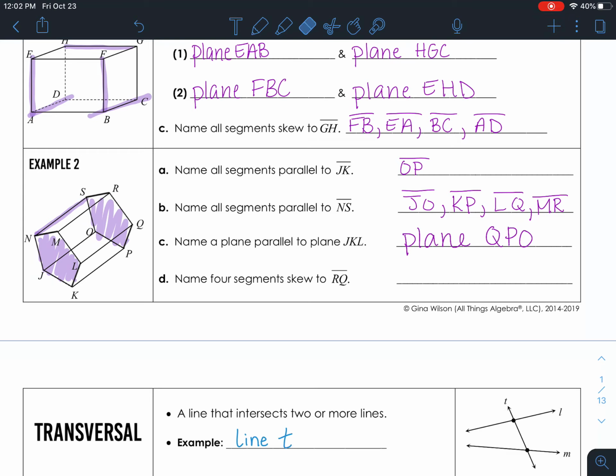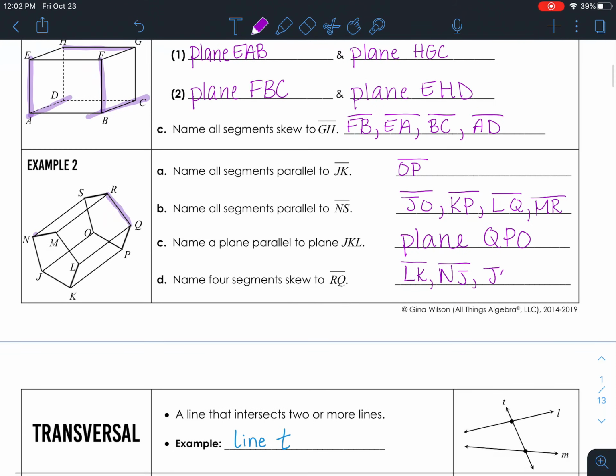Next, they want us to name 4 segments skew to RQ. RQ is right here. So we need things that are non-coplanar and will never touch. So we can do LK. We can also do NJ. We can do JO. And lastly, KP. Those are all lines that will never touch and are non-coplanar.